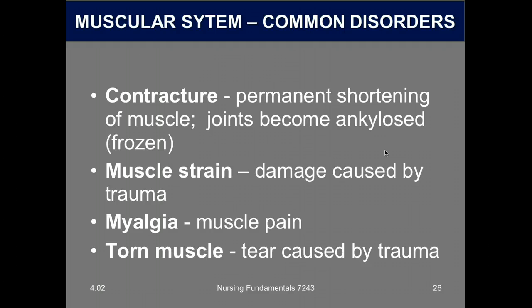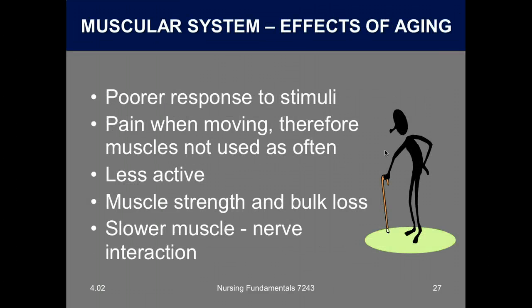The joints become ankylosed, which means they're frozen. We can have muscle strain, which is damage caused by trauma. We also can have myalgia, which is muscle pain. Torn muscles can cause a tear caused by trauma. The effects on the muscular system of aging is poor response to stimuli.